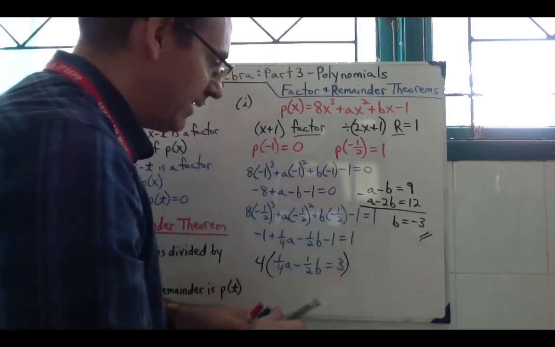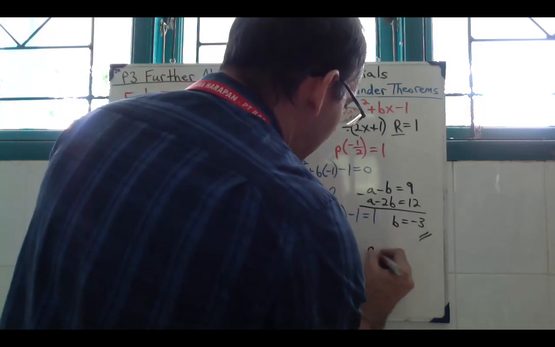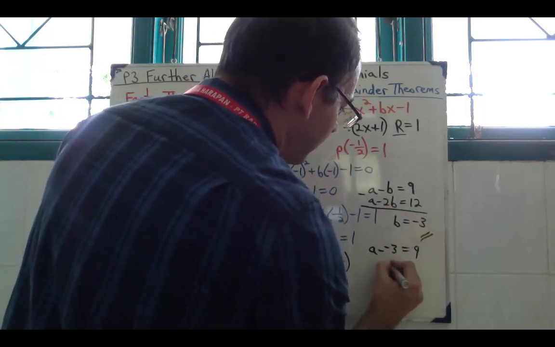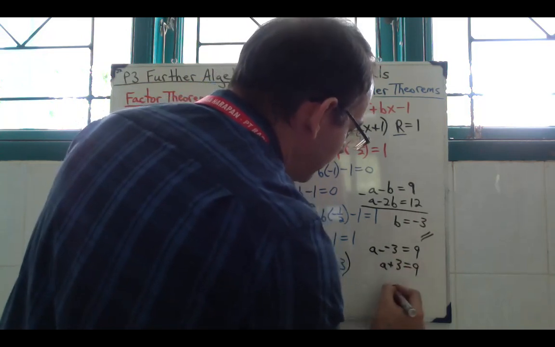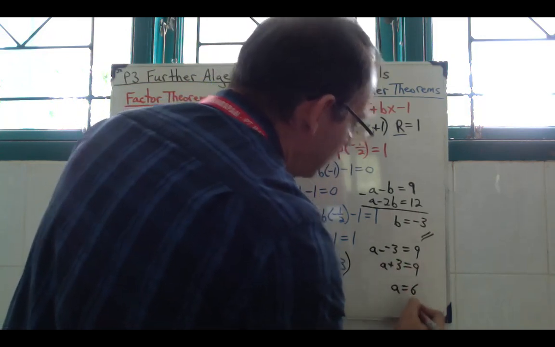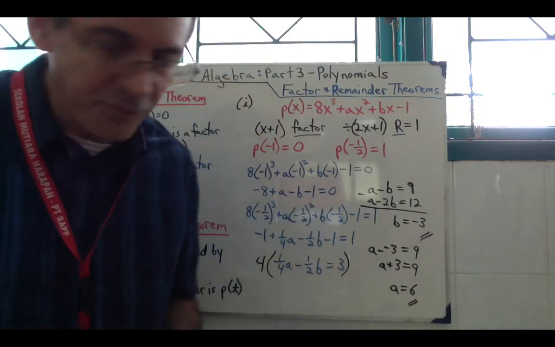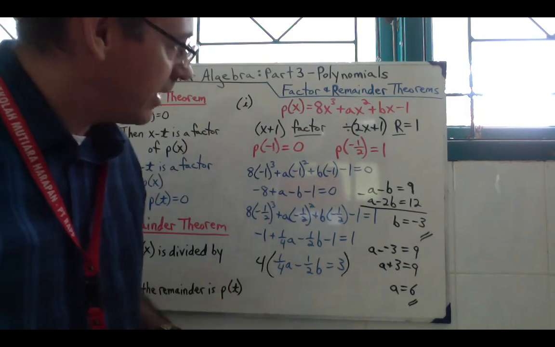Then plug that back into either one of these. a minus negative 3 equals 9. a plus 3 equals 9 means that a equals 6. So we have 6 and negative 3 for our a and b.